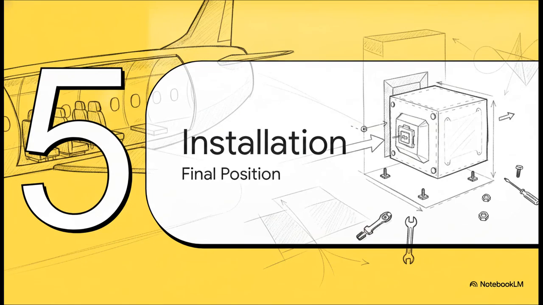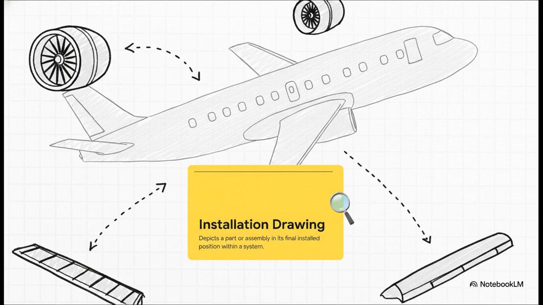Moving on to Section 5, Installation Drawings. So this is where it gets real. The installation drawing shows you the final home for the part or assembly. It depicts the object in its ultimate installed position within the larger system, which for us is the aircraft itself. It gives you the big picture of exactly where this component lives relative to the rest of the airframe.